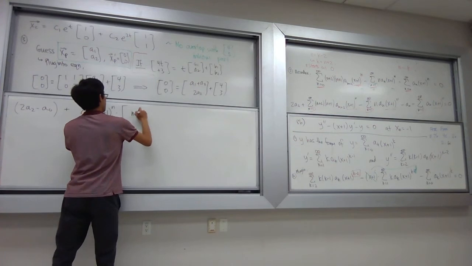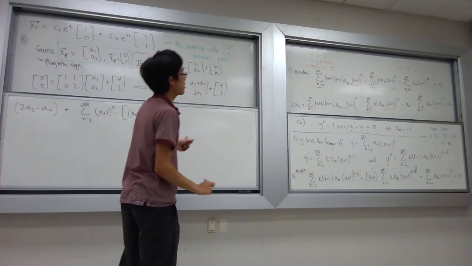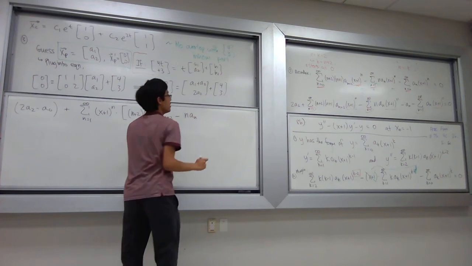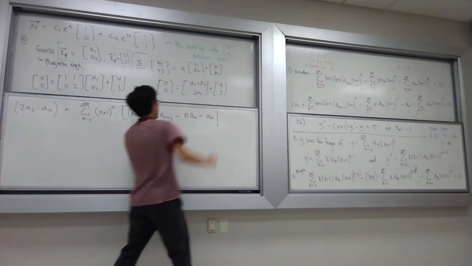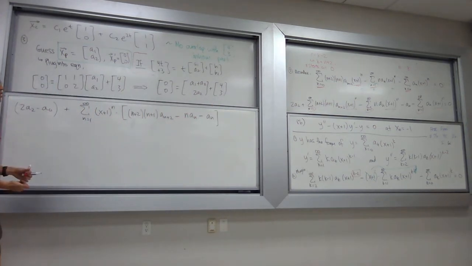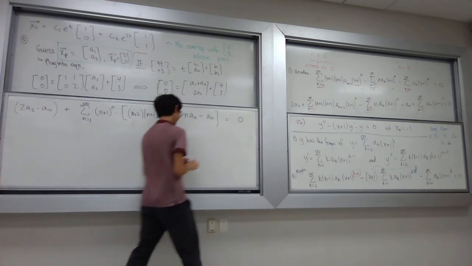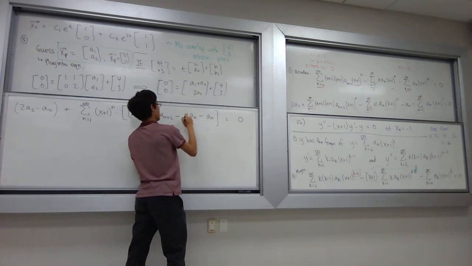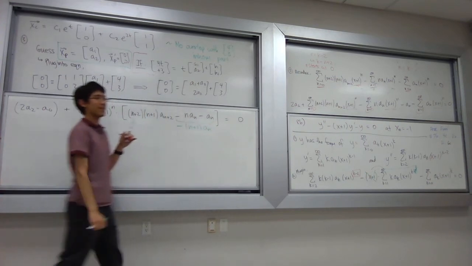Yeah, n plus 2 times n plus 1, a sub n plus 2, minus a sub 0, minus n a sub n minus a sub n, right? Okay, cool. Equals 0. And this, including the minus sign, you can think of as minus n plus 1 a sub n.